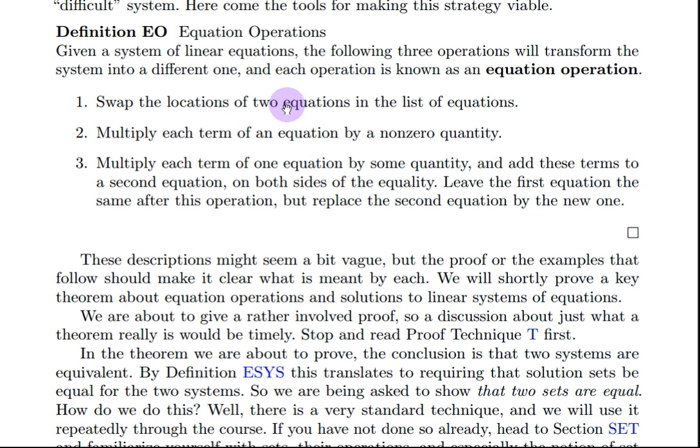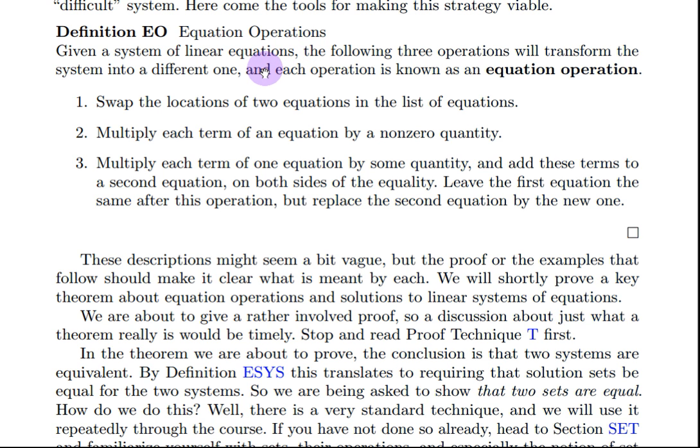If we have a list of equations, we can swap two equations in the list of equations. That won't change the solution. Or we can take any one of those equations and multiply it by a certain number. That won't change the solutions. Or we can take two of the equations from the list, multiply one by a constant, and add it to the second. That won't change the solutions for the system of equations. So we have three operations that we can perform on a system of equations that does not change the set of solutions.